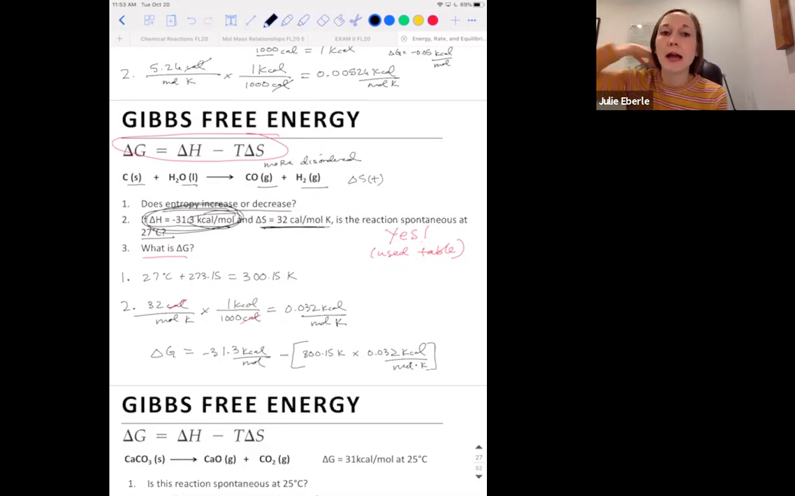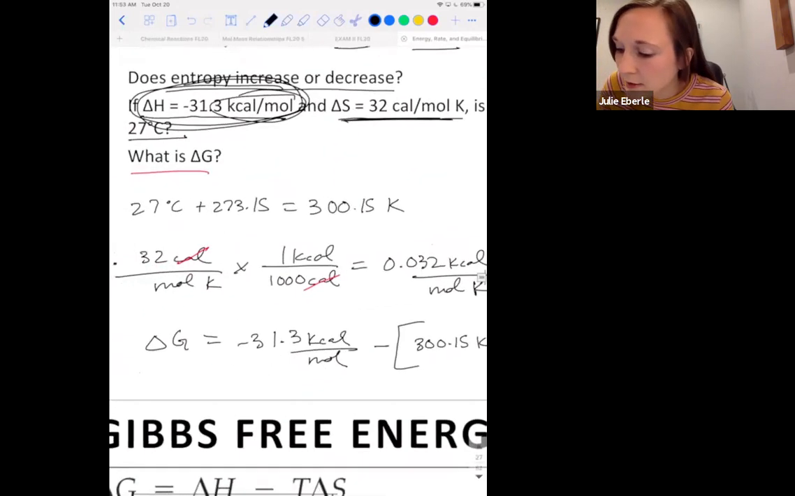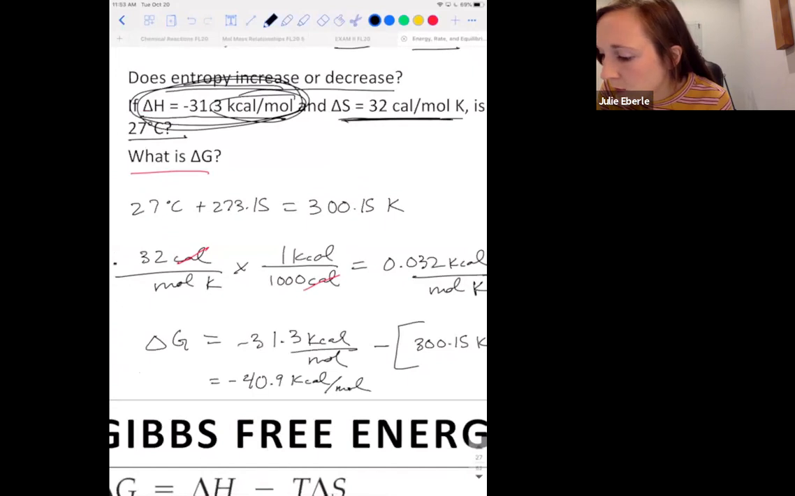Negative 40.9. Everybody get that? Negative 40.9? Okay, great. So I'm just going to write it down here. Equals negative 40.9. What are your units? Kcal per mole. There we go.